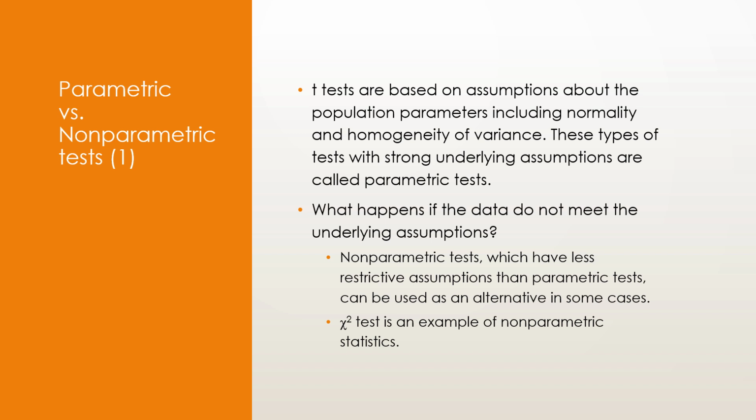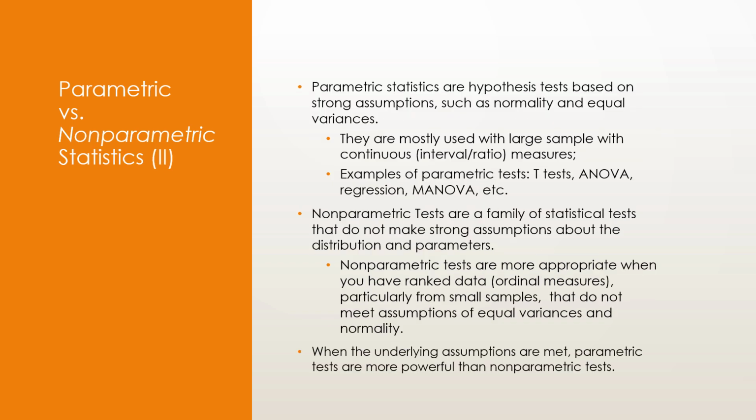In some cases, the data we collect do not meet the underlying assumptions. What should we do? An alternative path is to use nonparametric tests, which have less restrictive assumptions than parametric tests. The chi-square test is an example of nonparametric statistics.